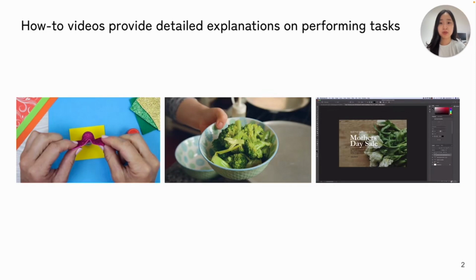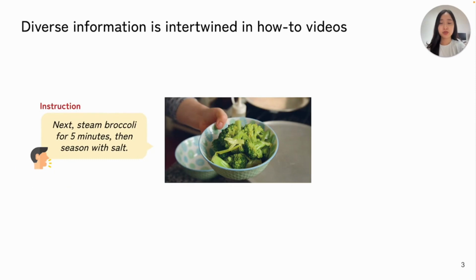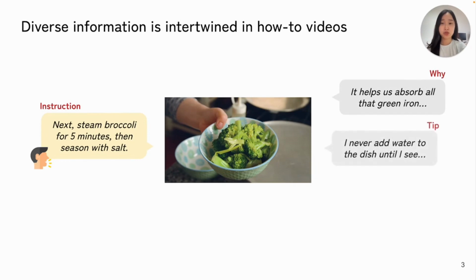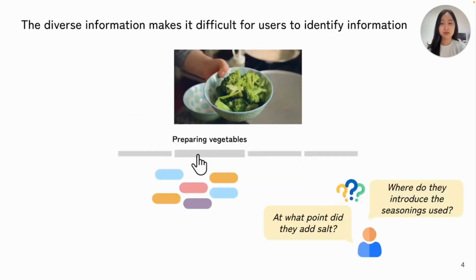How-to videos are a popular source of help when performing tasks such as crafting, cooking, and design due to their visual demonstration of workflows and verbal explanations. There is diverse information intertwined in how-to videos. In addition to instructional information about how to perform each step, instructors may explain why the instruction was performed, share personal tips, or even discuss ideas not directly related to the task. However, the diverse information is scattered throughout the video, even within sections, making it difficult for users to identify the information they need in the video.